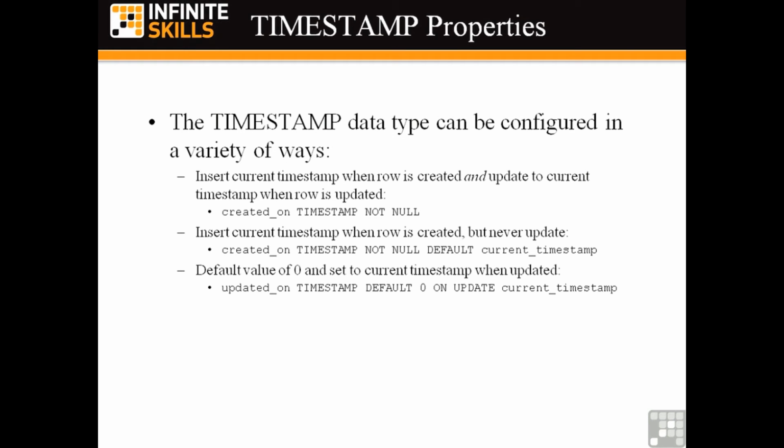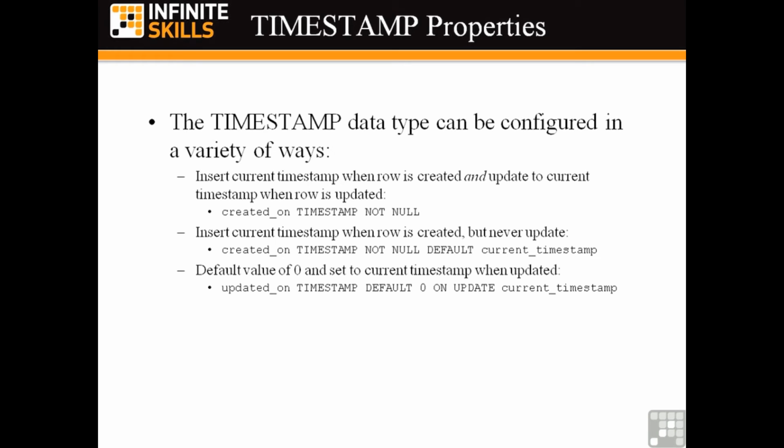Likewise, you might want to create a timestamp column which is not updated when a new row is created. That is, it's just set to some default 0 value, and then set to the current timestamp when the row is updated. You'll see a lot of tables that have a created on column and then an updated on column. So the created on column is only updated once, and that is when the new row is created.